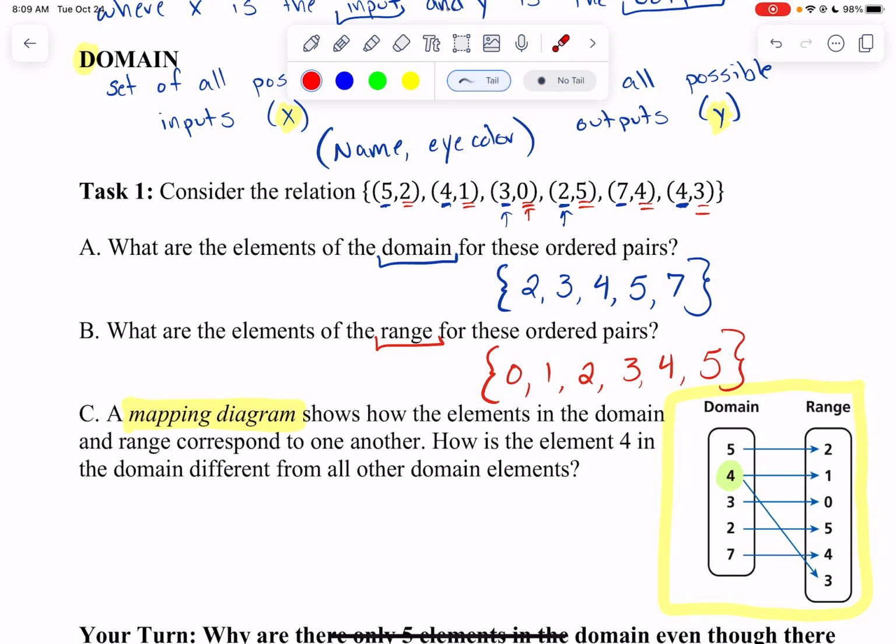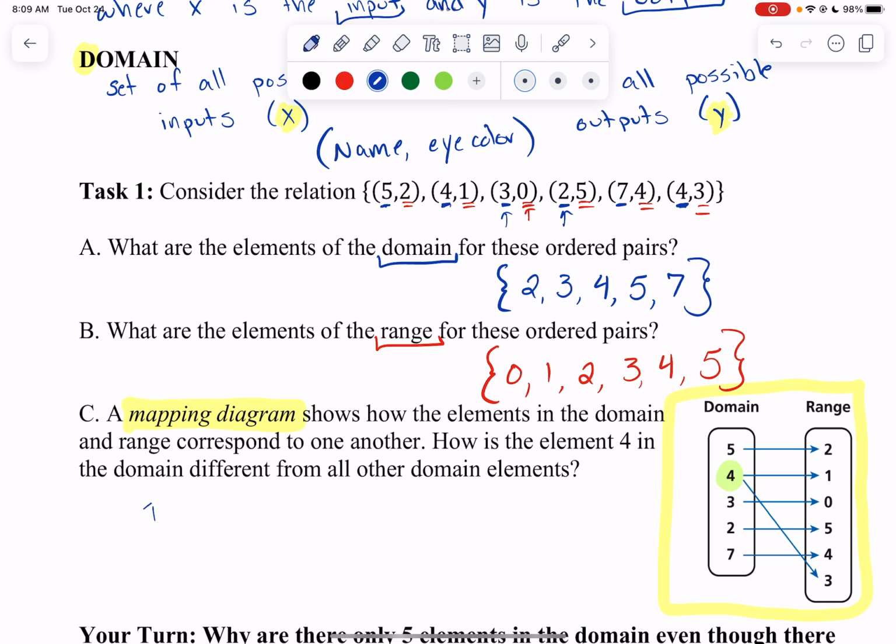Okay. If we notice, 5 only has one arrow coming from it. 3 only has one arrow. 2, one arrow. 7, one arrow. 4 has 2 arrows coming from it, because an input of 4 actually goes to 2 different outputs, to 1 and to 3. So how is it different?